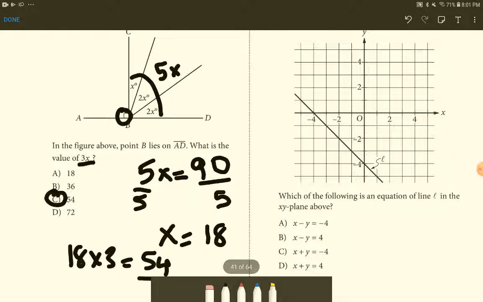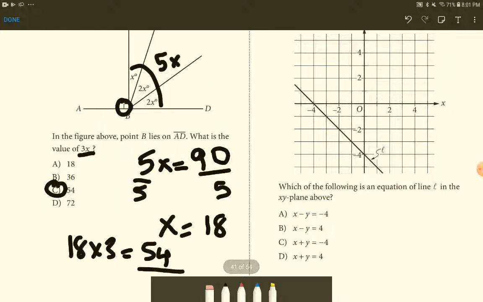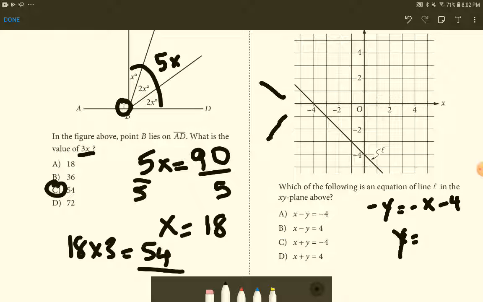For number 9, it says which of the following is an equation of line L in the xy plane above? So any line that goes this way is a negative slope, and any line that goes this way is positive slope. So we have to look for the ones with negative slope and a negative y value. So we have to solve the first one and then go down the list. We would get -y equals -x minus 4, and then we would cancel out all the negatives, and we would get y equals x plus 4. It's not a negative y value, so that's not going to be our answer.